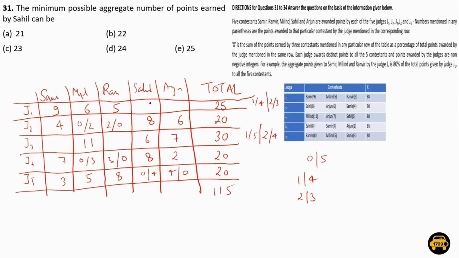Now in this case, what can be the minimum possibility? Of course, we can see we can either give 1, 4, 2 or 3. Out of these, the minimum is of course 1. So we'll give 1. So the total sum will come out to be 22 plus 1, that is 23. So the answer to this question will be 23.